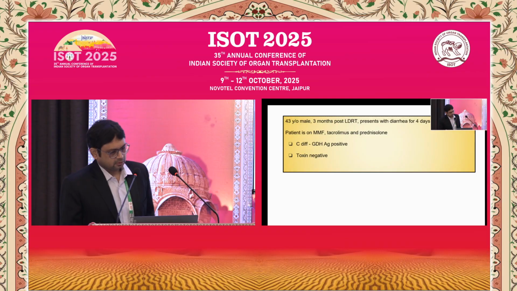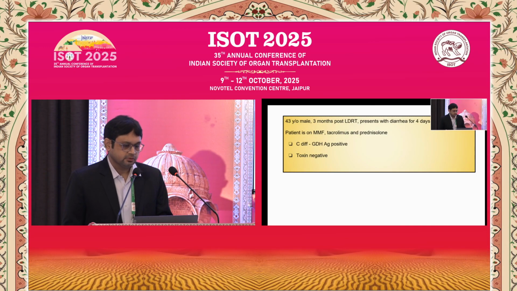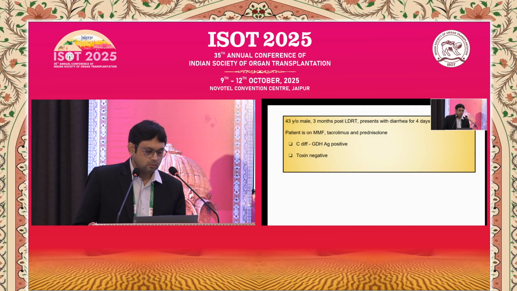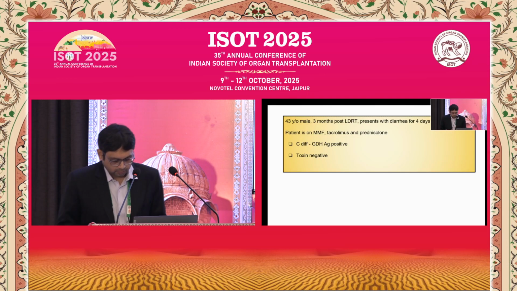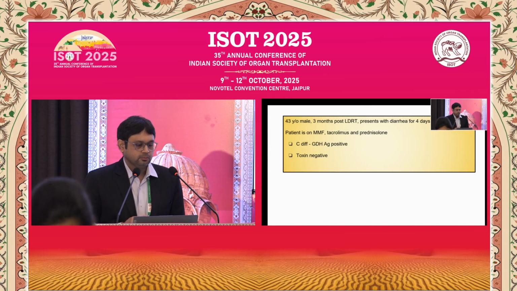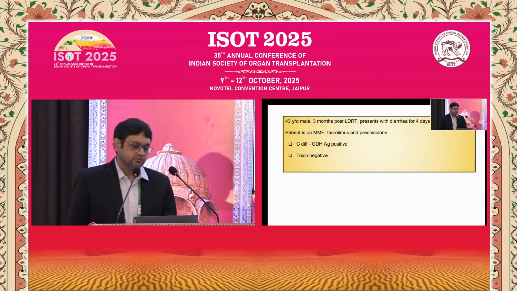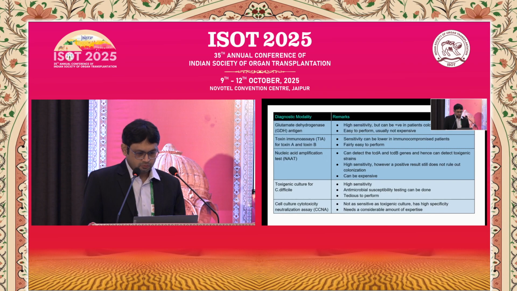So let us look at this patient, a 43-year-old male, 3 months post living donor renal transplant, presents with diarrhea for 4 days. Now, as we all know, there are lots of differentials here, infectious as well as non-infectious related to immune suppression. Within the infections, there are viral etiologies, there are bacterial etiologies. So the patient is on MMF, tacrolimus and steroids. His C. diff GDH antigen is positive, but toxin is negative. So how do we go about this kind of a situation?